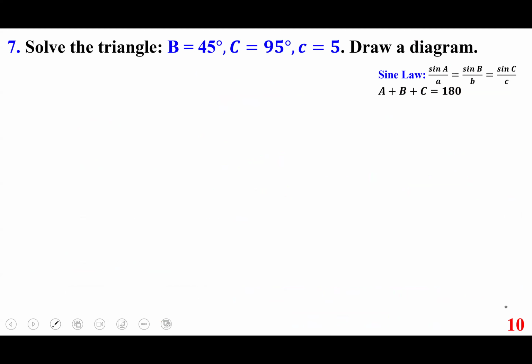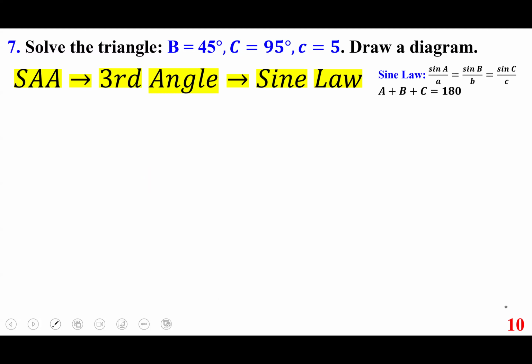We want to solve this triangle. B is 45 degrees, C is 95 degrees, lowercase c is 5. So let's do a drawing, and this is side angle. Okay, we have two angles. So use the sine law. First of all, let's just throw in what we have. And it doesn't have to be to scale. It should give us an idea.